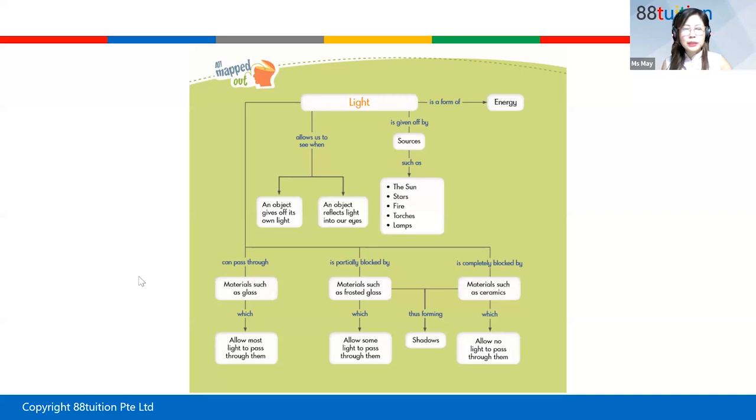So in a room when there's no light, you cannot see the object because no light falls on it, so it does not reflect any light into your eyes. Then the three types of materials: glass allows light to pass through, frosted glass allows some light to pass through, and ceramics and wood do not allow any light to pass through. And when light is partially or completely blocked, a shadow is formed. See? It summarizes the whole topic, which I find very cool about doing a concept map.